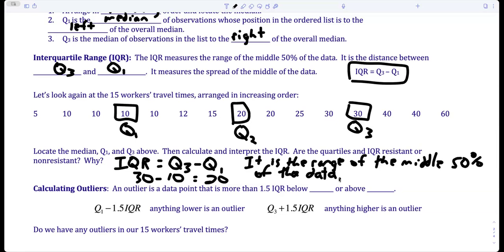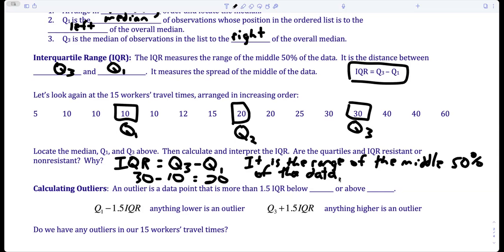And the next question says, are the quartiles and IQR resistant or non-resistant, and why? What do you think? Resistant or non-resistant? I'd say it's resistant because like we're calculating medians depending on the number of values, not fixed values.